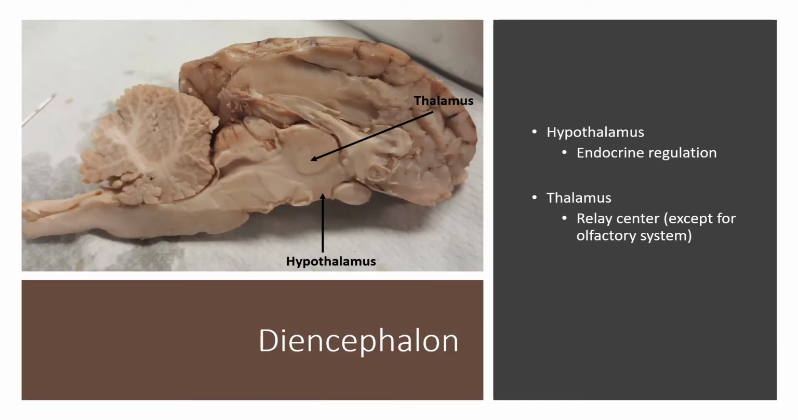Now the diencephalon is basically pertaining to your hypothalamus and your thalamus. The hypothalamus is involved in endocrine regulation. On some of the sheep brains, you might see the pituitary gland, which lies inferior to the hypothalamus. It's also involved in endocrine regulation. The thalamus, on the other hand, is a relay center for all sensory inputs. It relays those inputs to the associated cortical regions, except for the olfactory system that innervates the cortical region for olfaction directly.